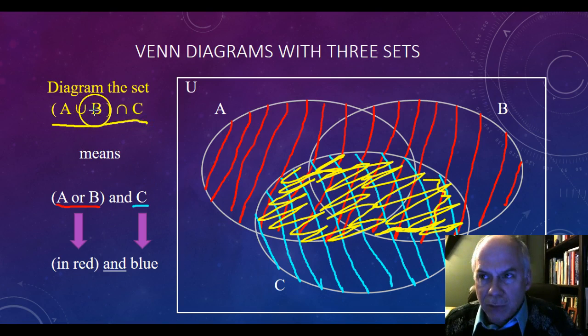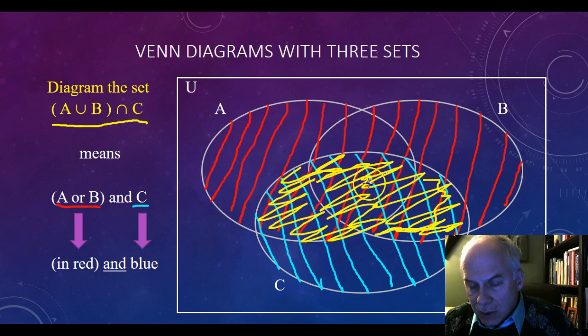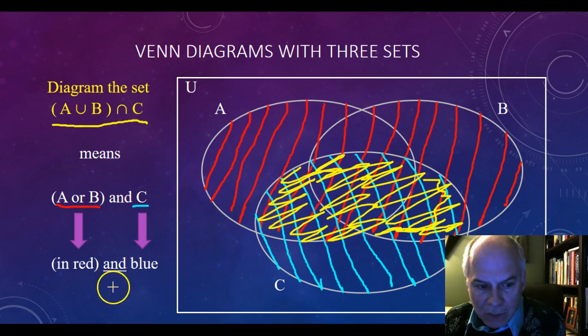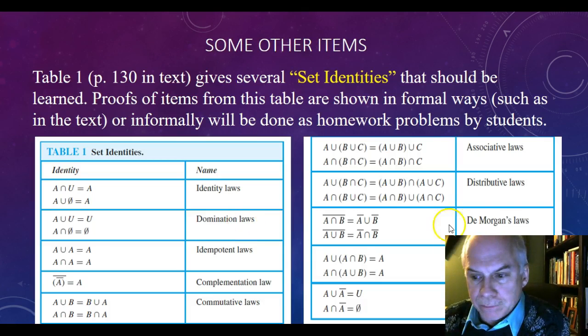A union B and then intersected with C. So you should be able to draw that or indicate where the intersection is by some other shading way.